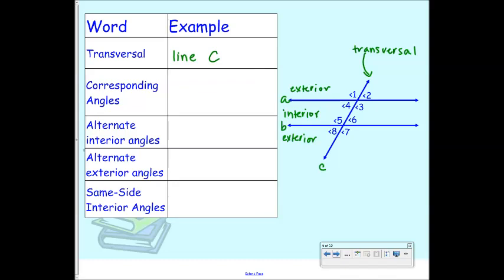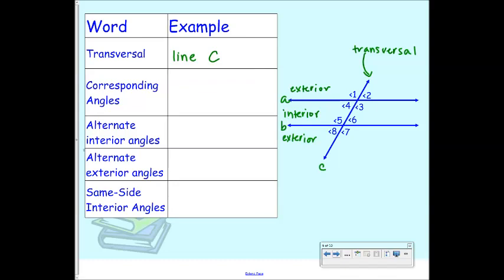So for example, 4 would be alternate interior to 6, okay? Because 4 is on the left side and 6 is on the right side, but they're both inside the parallel lines. Would it also be alternate to 3? No, because 4 and 3 are adjacent angles. Okay, so 4 and 3 are adjacent to each other. Alternate is opposite, so they have to be on the opposite sides, but both inside, they can't be adjacent. So we would say 4 and 6.